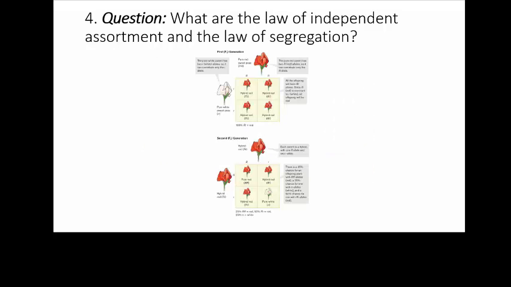Question: what are the laws of independent assortment and the law of segregation? Mendel's law of independent assortment states that each genetic trait is inherited separately. For example, hair color is inherited separately from eye shape. However, this only applies to genes located on different chromosomes.